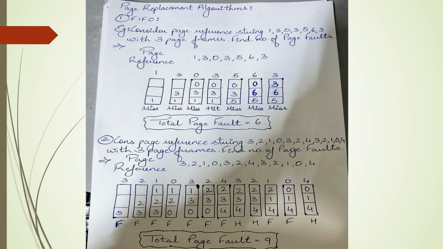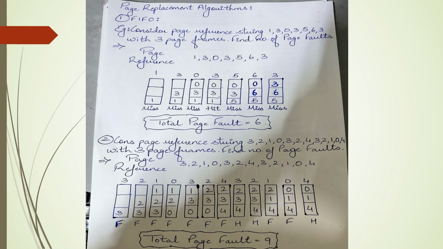Now, let's understand the FIFO, or first in first out, page replacement algorithm with the help of these examples. FIFO is the simplest page replacement algorithm. It follows the principle first in first out. This means that the page that enters memory first is also the first page to be removed whenever a page replacement is required. The operating system maintains the pages in a queue. When a page fault occurs and all page frames are occupied, the oldest page at the front of the queue is removed and the new page is inserted at the end.